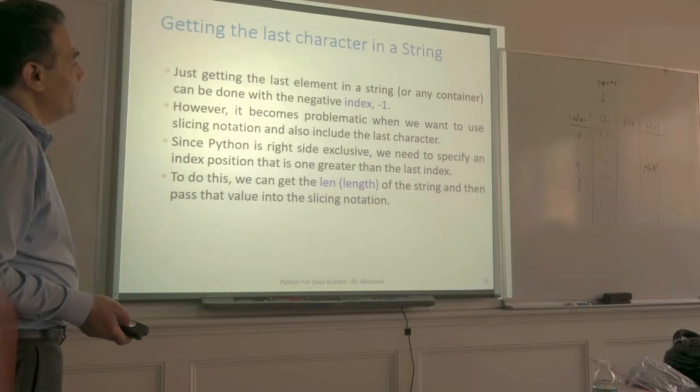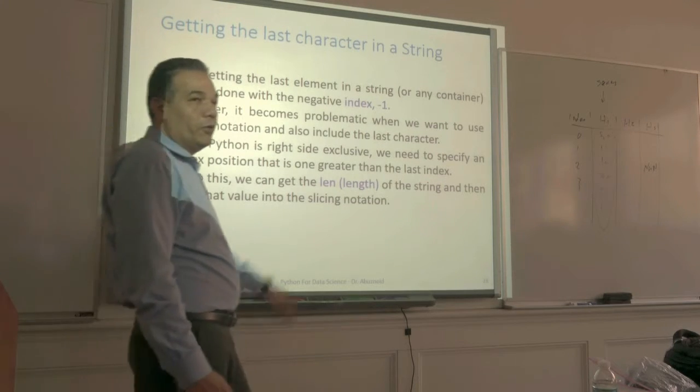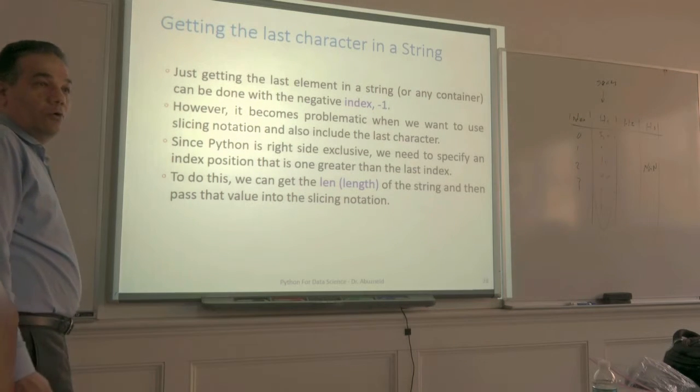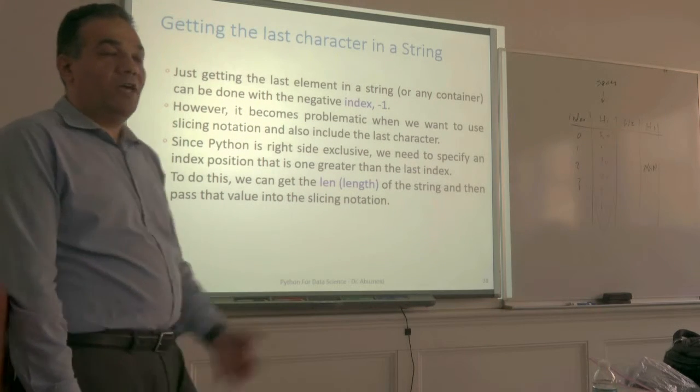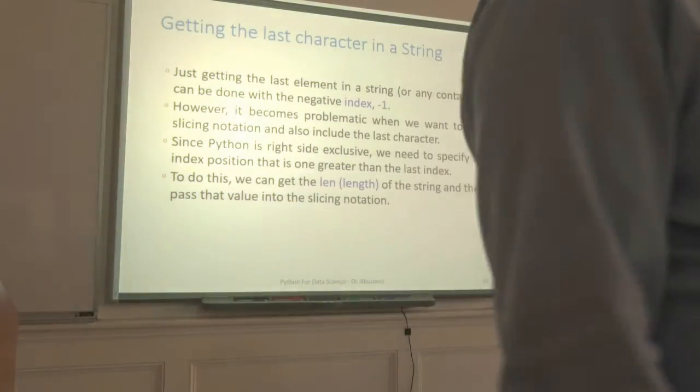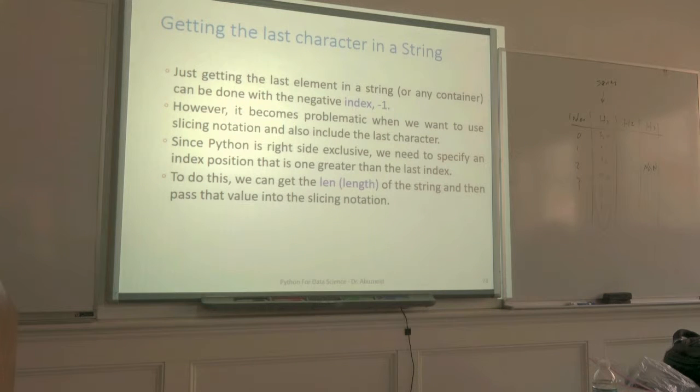So to get the last character in a string, you could use index -1. Or you could use the length. If you have 7 elements, the indices will range from 0 to 6. If you need to print the last one, what should you do? -1. Print from 0 to 7. What is 7? It's the length of the string, right?